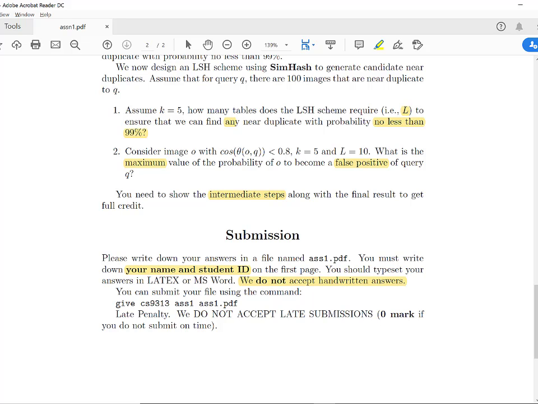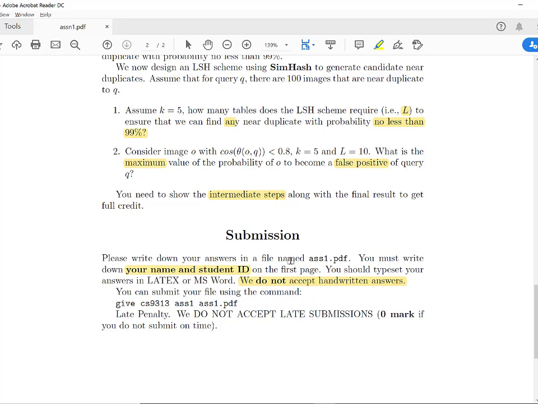Anyway, you need to convert it into a PDF, and the size of the PDF should not be very large. We do have a size limit in the Give system, and it is not easy for us to change it because we do have limited storage in the machine as well. So the last thing is we don't accept late submissions, so make sure you submit your work on time.